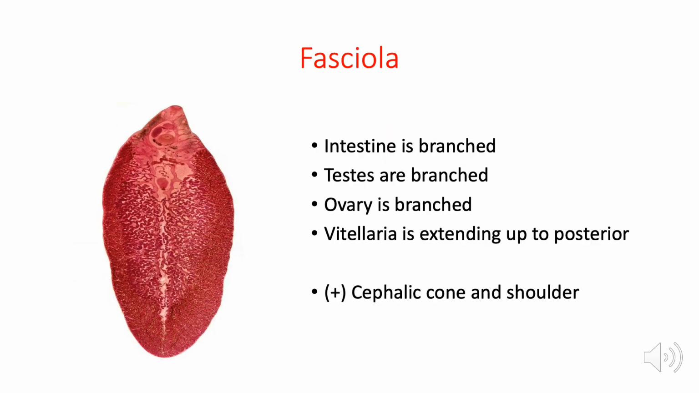Let's review the characteristics of some parts of the Fasciola worm. The intestine is branched, the only parasitic trematode to humans that has a branched intestine. The paired testes are branched or dendritic. The single ovary, which is found anterior to the paired testes, is branched or dendritic. The vitellaria is found on the lateral part of the worm, and it starts from the shoulder down to the posterior end of the worm. And you have there the cephalic cone with the shoulder.